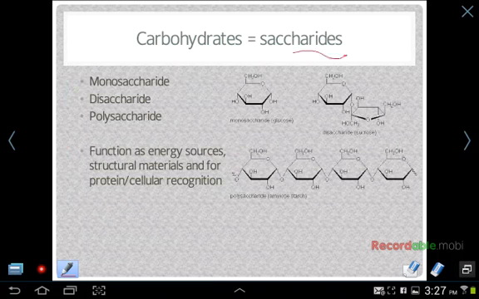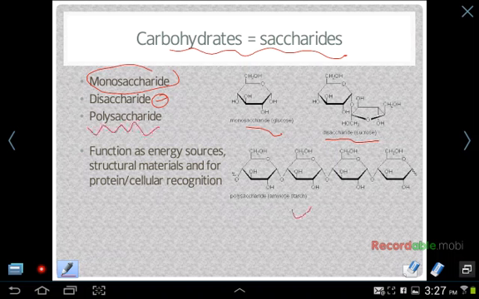So, carbohydrates are synonymous with saccharides. One unit is a monosaccharide, as seen here with glucose. When you have two monosaccharides bound together in a glycosidic bond, you have a disaccharide, such as sucrose. And if you have more than two monosaccharides bound in glycosidic bonds, you have polysaccharides, as seen in starch. Now, carbohydrates function as storage for energy, as well as in structural materials such as cellulose. And with glycoproteins, we can have protein and cellular recognition, and so on and so forth.